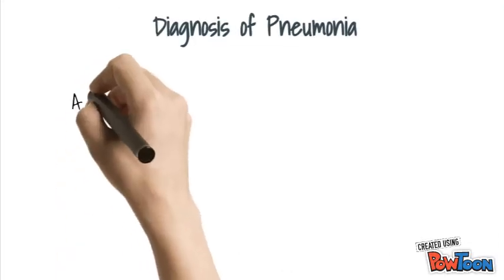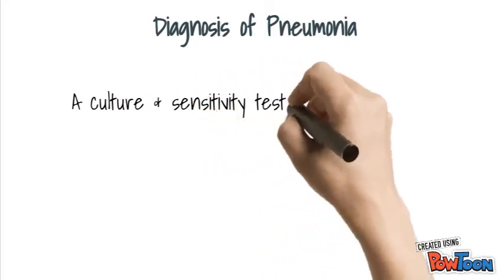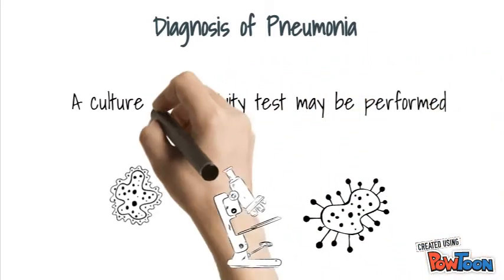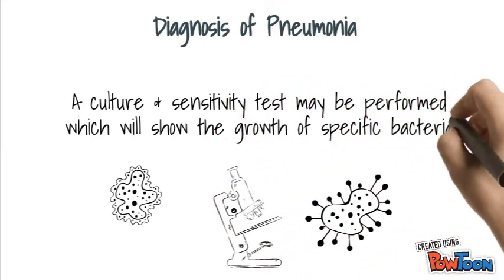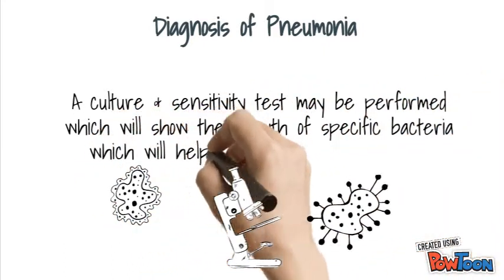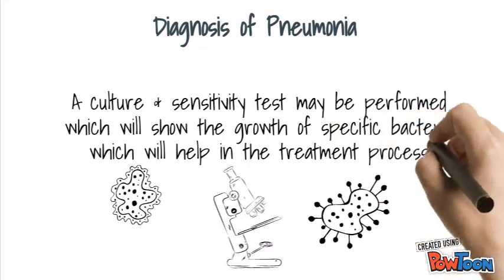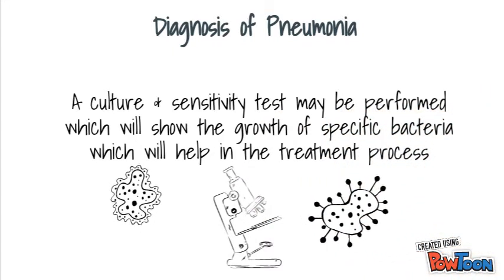A culture and sensitivity test may be performed by collecting a sputum sample and allowing the microbes in it to grow. A culture test is done to find which germ is causing the infection, and a sensitivity test checks to see what kind of medicine or antibiotic will work best to treat the illness or infection.